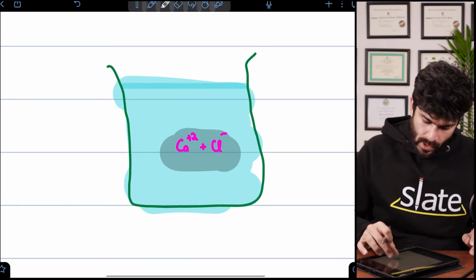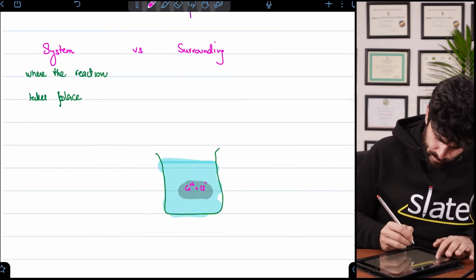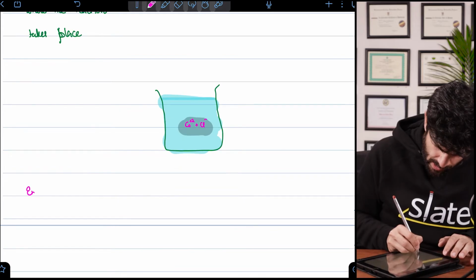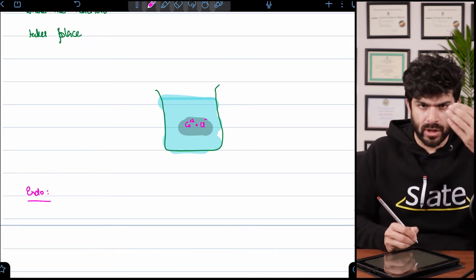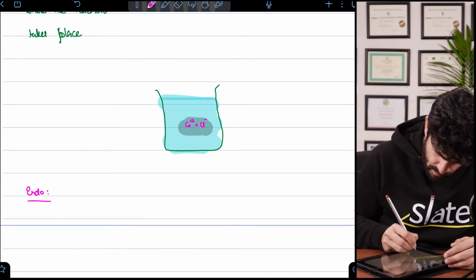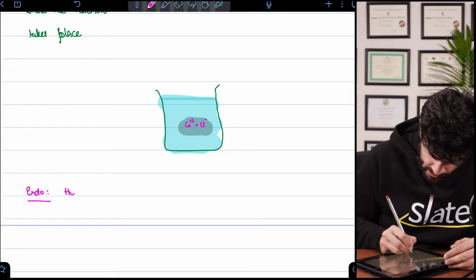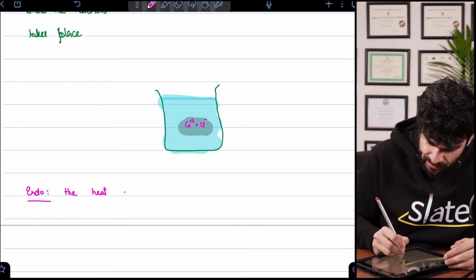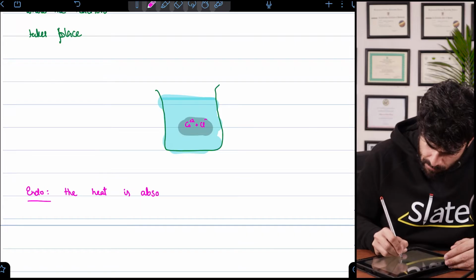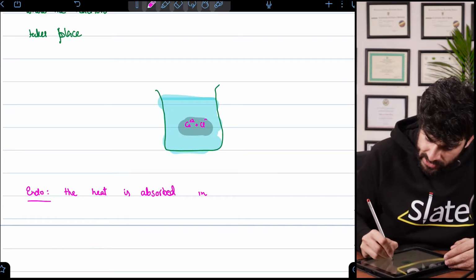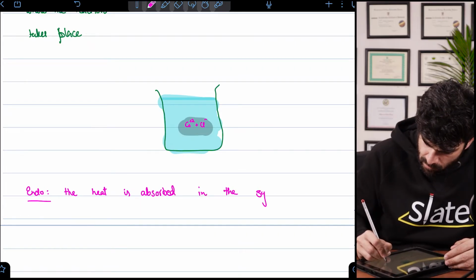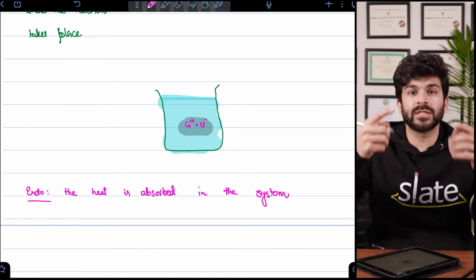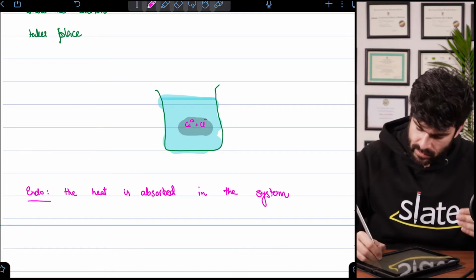So, in the case of endothermic reaction, the heat is absorbed in the system from the surroundings.